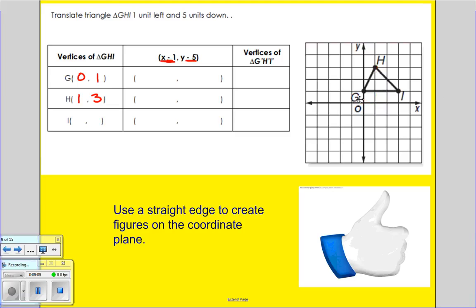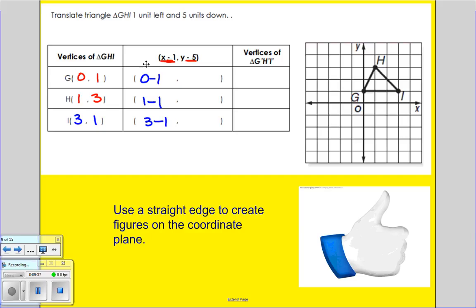And I is at positive 3 on the x-axis, 1, 2, 3, and 1 up on the y-axis, so that's a positive 1. So here's my original coordinates. Now I am going to translate them. So I'm going to subtract 1 from every x-coordinate. So this is going to be 0 minus 1, 1 minus 1, and 3 minus 1.